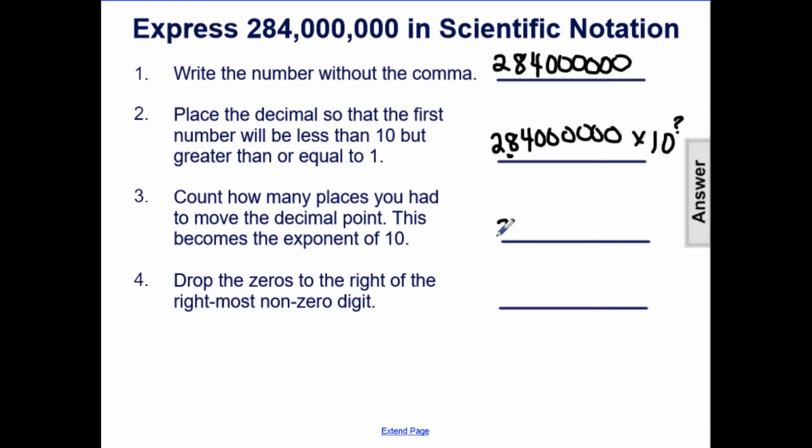And now we need to count how many spaces we moved in order to put that decimal there. So here the old decimal used to be all the way to the right. So it had to move 1, 2, 3, 4, 5, 6, 7, 8 total places. So that will become the exponent of our base of 10. And now we're going to drop all the unnecessary zeros, making our coefficient 2.84 for scientific notation of 2.84 times 10 to the 8th.